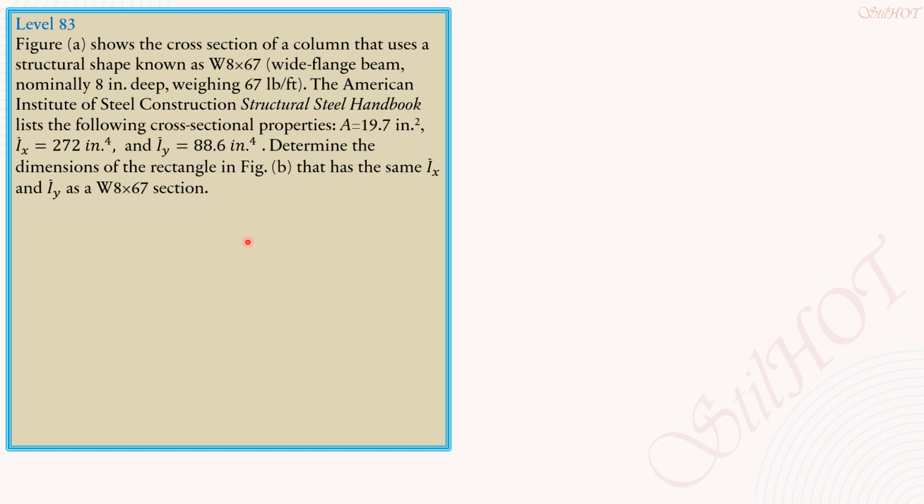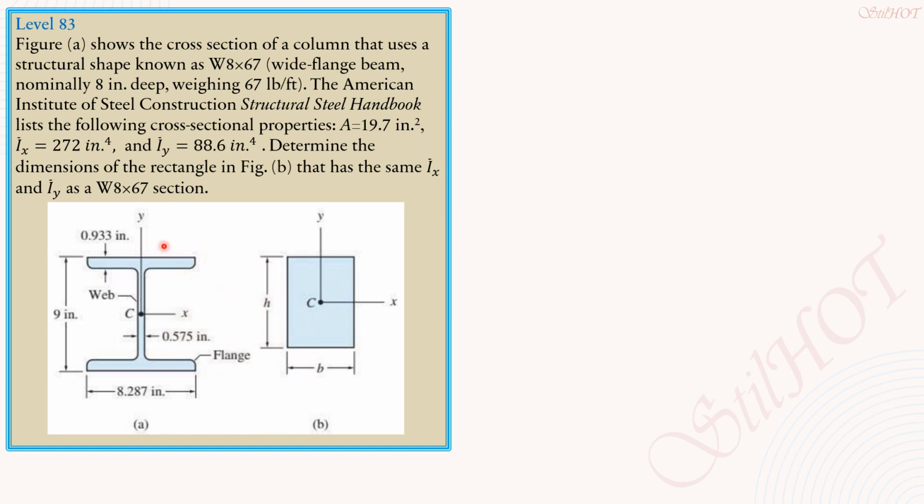So determine the dimensions of the rectangle in figure B that has the same centroidal Ix and centroidal Iy as a W8 by 67 section. So this is part A. This is the wide flange W8 by 67 with these given properties here. This is the rectangular section. So the idea therefore is we equate the centroidal moment of inertia with respect to the x-axis of this wide flange section to the moment of inertia of the centroidal axis of this rectangular section.